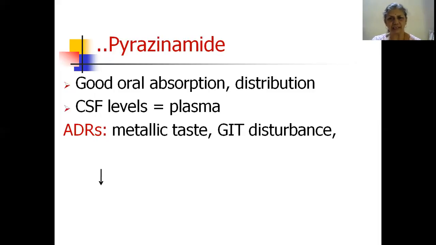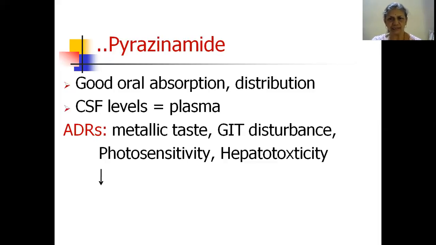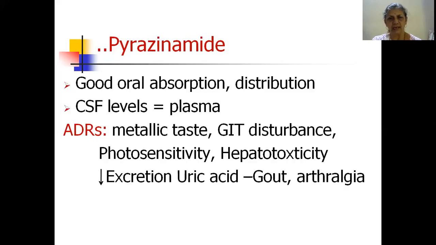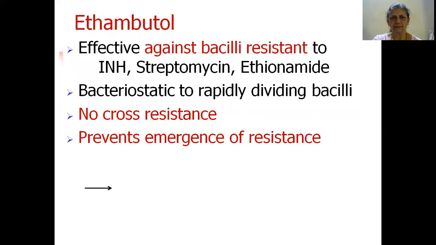Adverse effects are metallic taste, GI disturbance, photosensitivity, hepatotoxicity. The peculiar adverse effect is it interferes with the excretion of uric acid, and accumulation of uric acid can lead to gout and arthralgia. These are typical adverse effects of pyrazinamide.